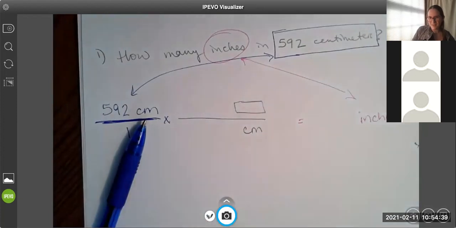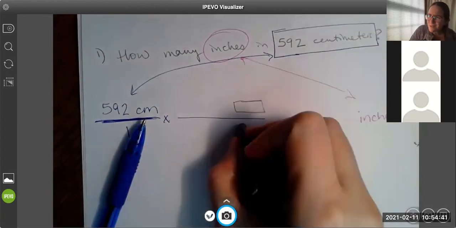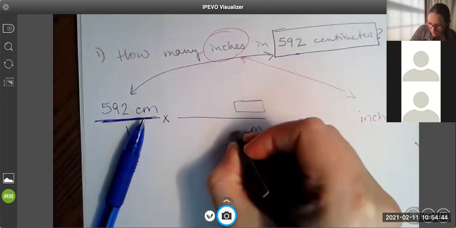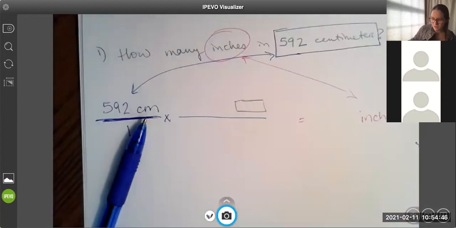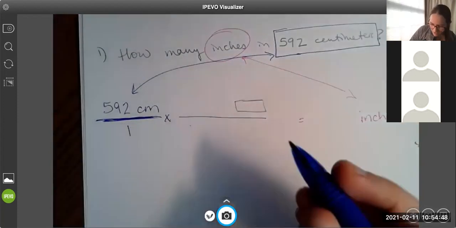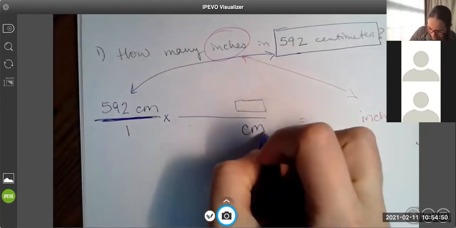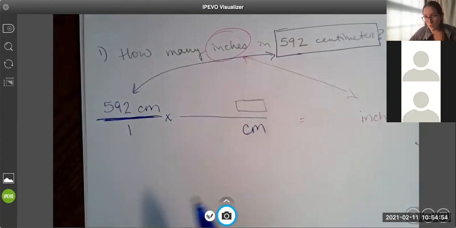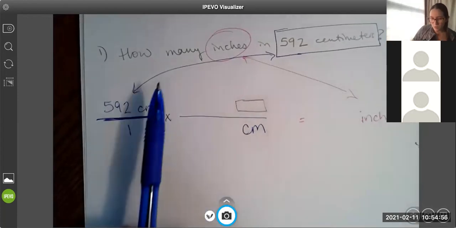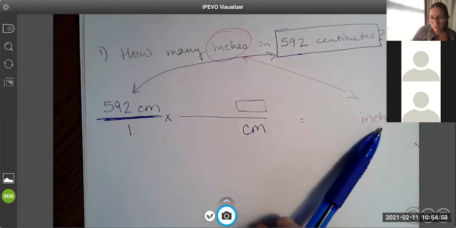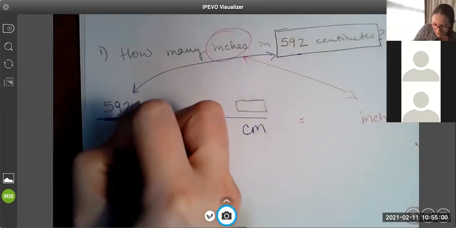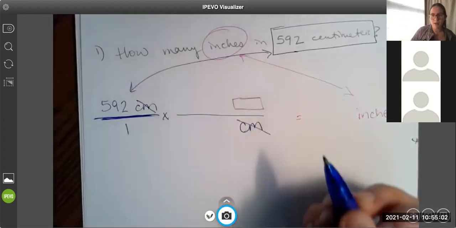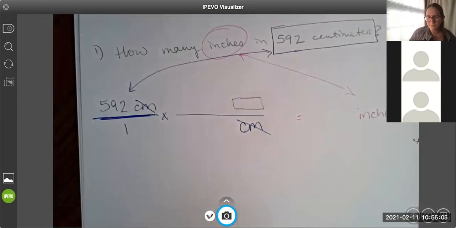All right, let's write it in pen. We know that we want centimeters on the bottom because it's going to cancel out. Starts on the top. We want to cancel it out because we don't want it anymore. Like you said, we started with centimeters, but we don't want centimeters. So we're going to take it from the top and cancel it out by writing that unit on the bottom.